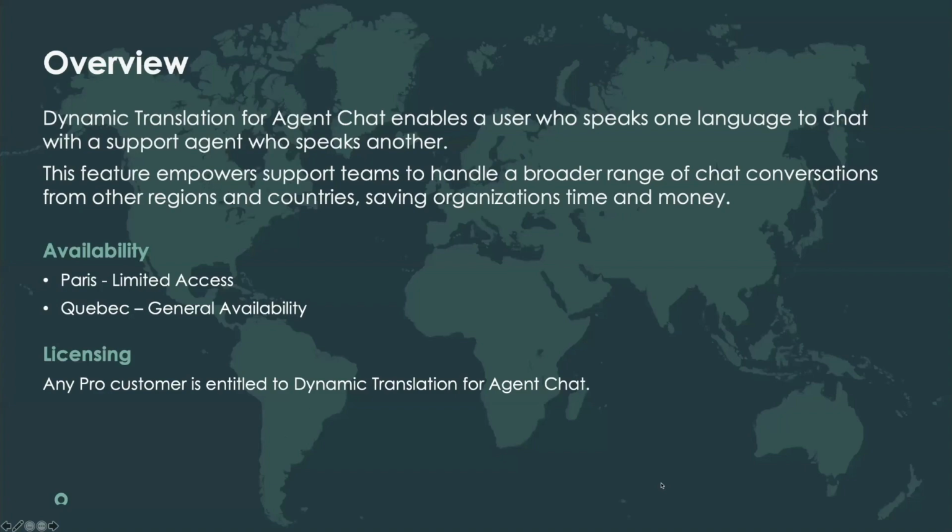So let's talk about dynamic translation for agent chat. This feature enables a user who speaks one language to chat with a support agent who speaks another. So this allows agents to handle a wider range of conversations from other regions and countries, which could save organizations both time and money. This was first introduced at limited access in Paris and went GA in Quebec.